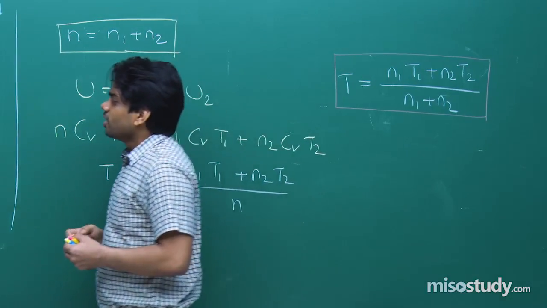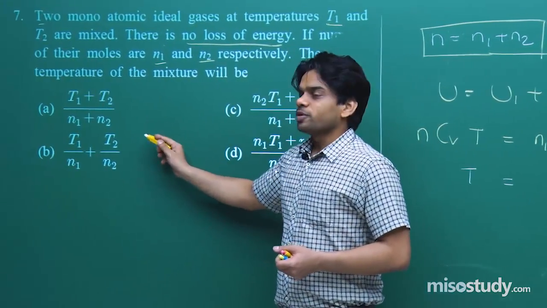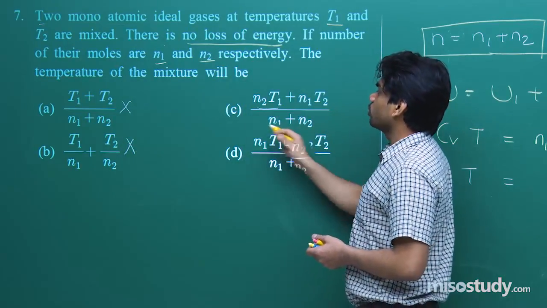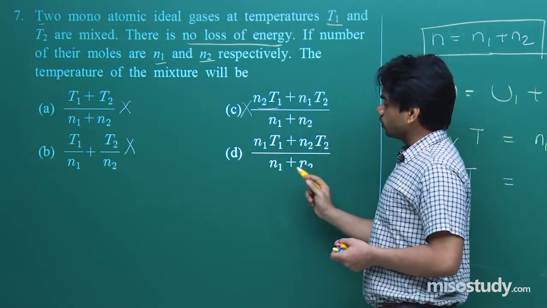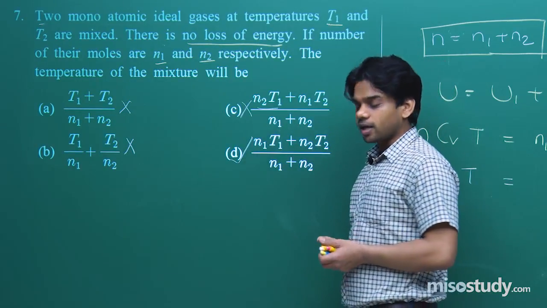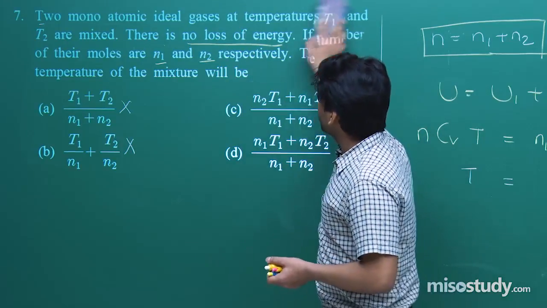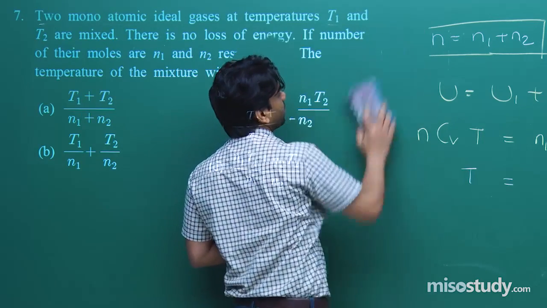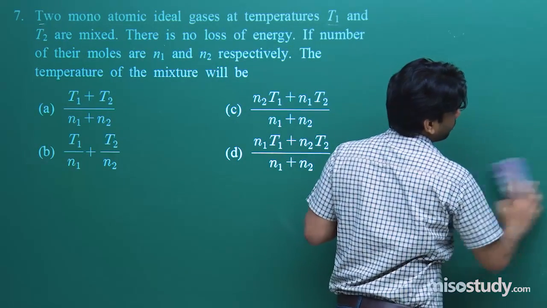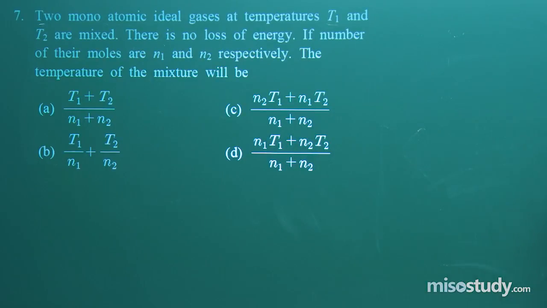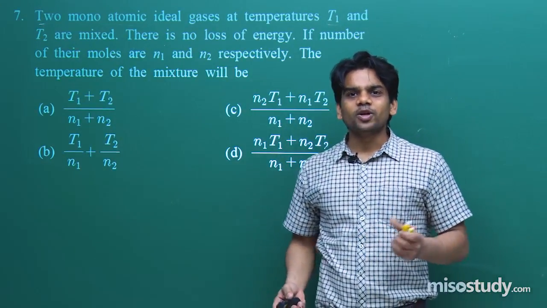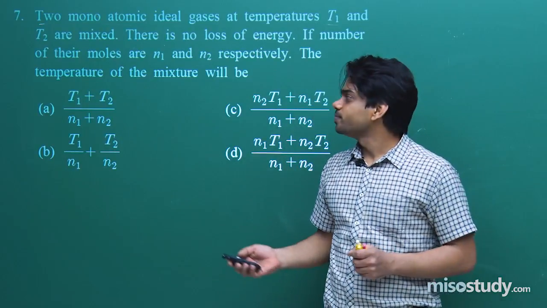Let's go ahead. Option A, T1 plus T2 divided by N1 plus N2, no. Option B, no. C, N2 T1 plus N1 T2, no. And D, N1 T1 plus N2 T2 divided by N1 plus N2, yes. Option D correctly matches. So this is a very good question for understanding the concept of internal energy and how it depends on temperature. I have told you about the internal energy dependence on temperature, and I have explained it with respect to degrees of freedom also. Let me tell you, U equals N F by 2 RT, which you can also use in this case.